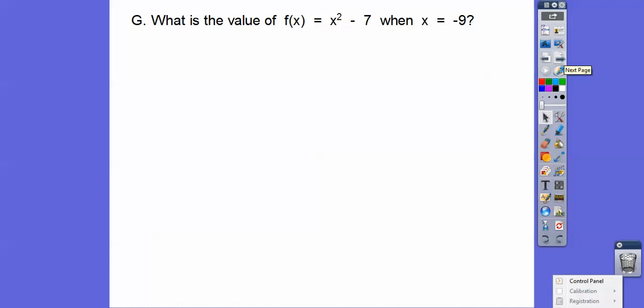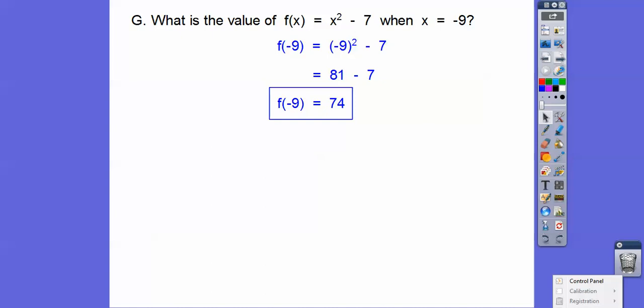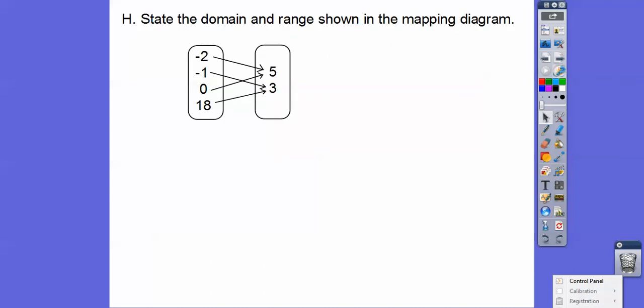What's the value of f of x equals x squared minus 7 when x equals negative 9? So let's plug in negative 9 right there. So since it's being squared, we've got to wrap the negative 9 with parentheses and square that. So negative 9 times negative 9 is 81. 81 minus 7 is 74. Okay? All right, these are just like what you're going to have on your test.